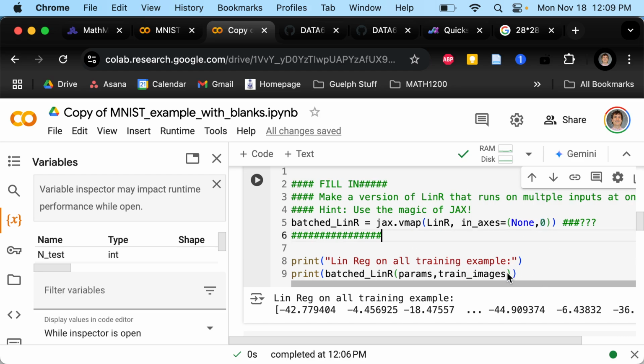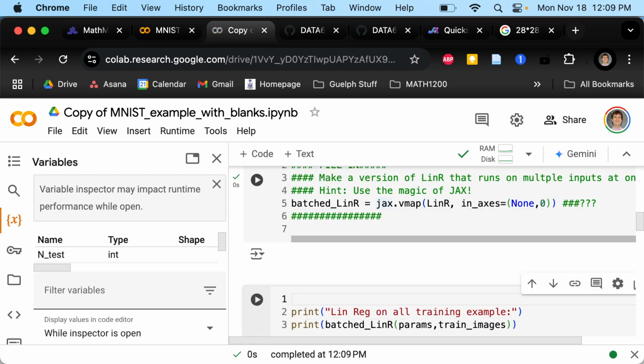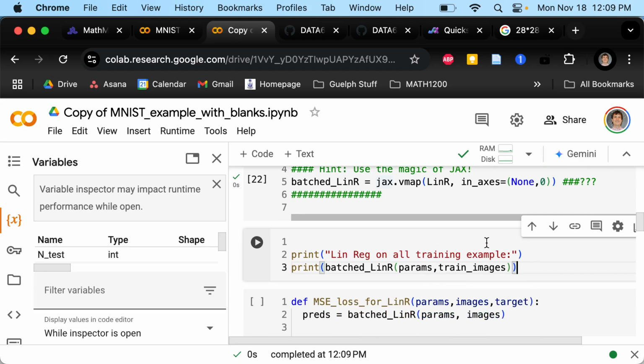And now I can feed in all 10,000 training images all at once. Let me, to make things fair, move this one to another code block. So if you just run this, now I've created the batch linear regression function. Now it's going to apply the linear regression function to all 10,000 training images. Before it took 7 seconds with the for loop, I want you to guess how long it's going to take when I hit play. So I told you it's going to be a little bit faster. Let's see how much faster.